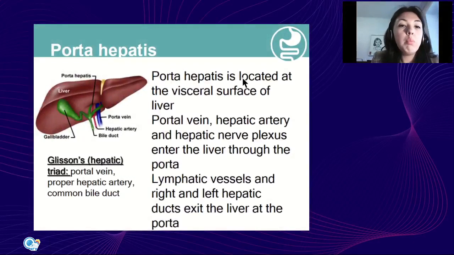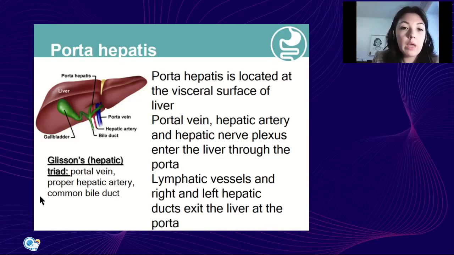Okay, so porta hepatis is located at the visceral surface of the liver, and so portal vein, hepatic artery, and hepatic nerve plexus enter the liver through the porta hepatis, and lymphatic vessels and right and left hepatic ducts exit the liver through the porta hepatis.